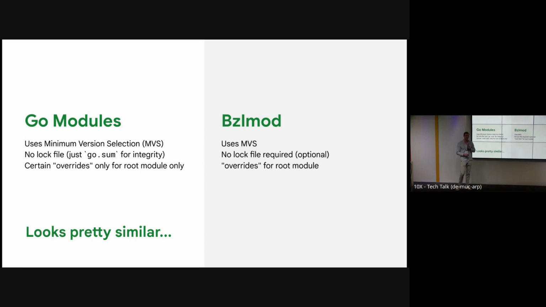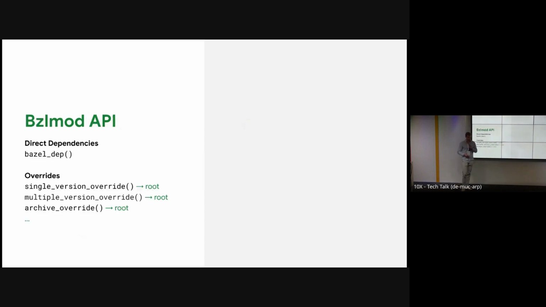Bzlmod declares the direct dependencies. It then does version resolution using minimum version selection. It has no lock file, although now you can optionally include a lock file. And you can provide overrides, but these overrides are only usable in the root module. So if we take a look at this Bzlmod API, there's a direct dependency you declare with bazel_dep, and then there's the set of overrides.